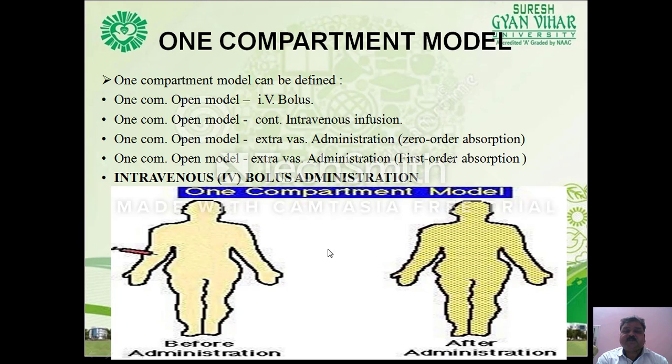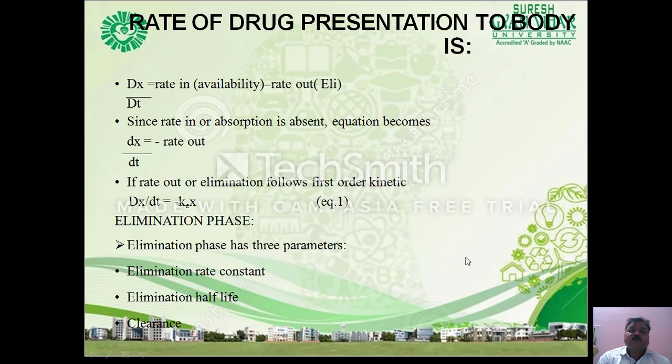So this is your simple depiction of the one compartment model. In this, if the injection is given IV, that means, one compartment means immediately after administration, it will be in the circulation or available in all the body. Rate of drug presentation to the body is, so this is your expression: dX/dt is equal to rate in (availability) minus rate out, which is known as the elimination.